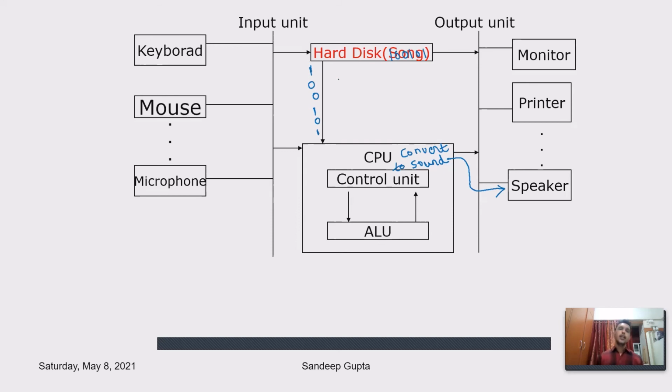Now what happens is, listen to me carefully. If the song is directly transferred from hard disk to CPU, then you will hear the song with breaks in it. Now, when I say breaks in it, what I mean is, if you're talking to your friend on phone and if the signal is not very clear, what will you tell your friend? You will tell your friend that your voice is breaking. So that breaking effect you will hear over here.